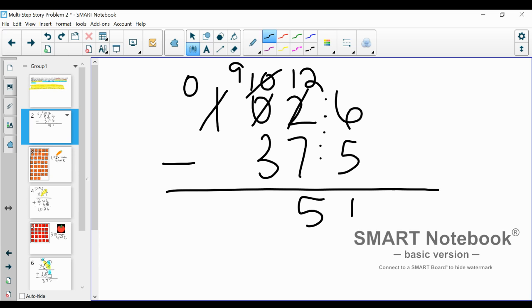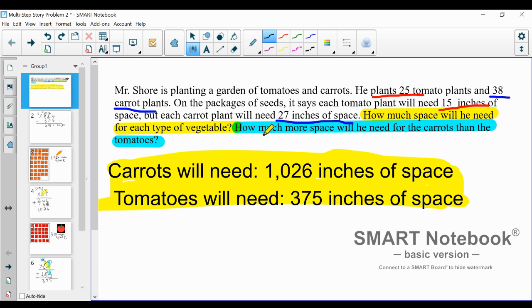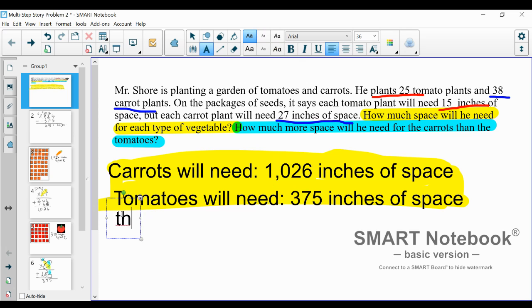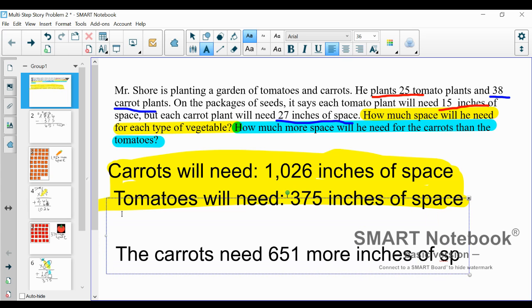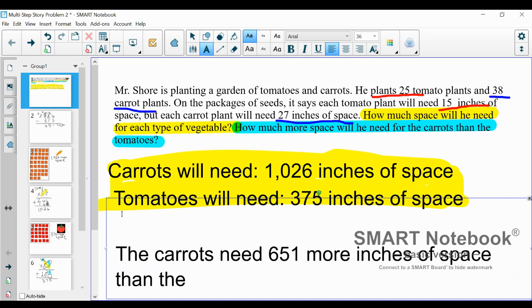9 minus 3, so 3, 4, 5, 6, 7, 8, 9. 6. And then nothing on that side, okay? So this means that there's 651 inches more in the carrots. The carrots need more inches of space than the tomatoes.